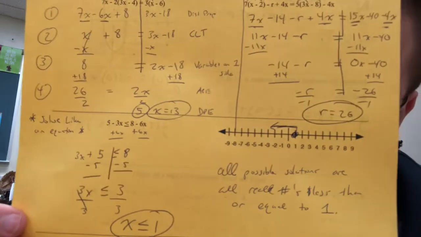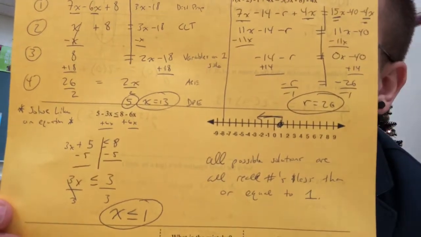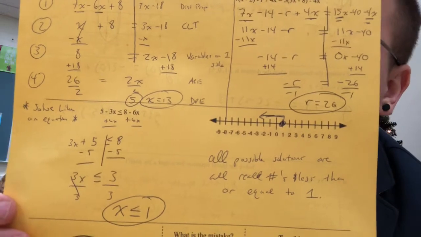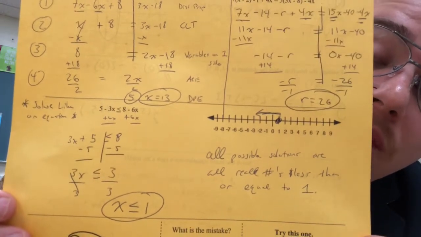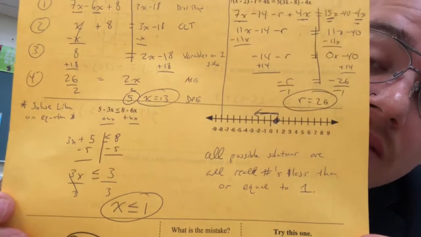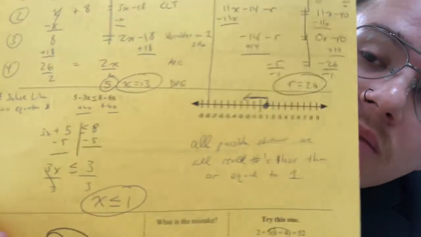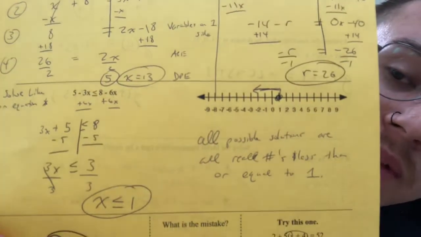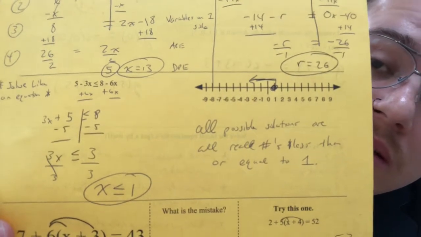Inequalities are very similar to equations. There's one special rule with inequalities, and that is if you multiply or divide across, so on both sides, by a negative number, you have to flip the inequality sign so it faces the other way because you're changing the meaning of the problem. So on this one, we solve for x and we get x is less than or equal to 1. So it's a equal to, so that's going to be a closed circle.